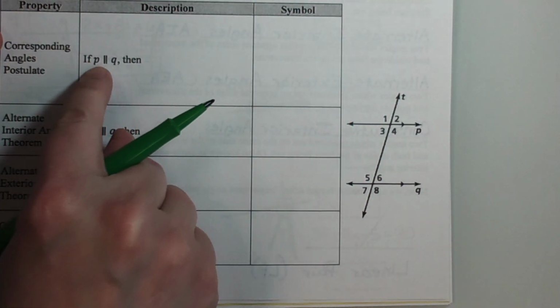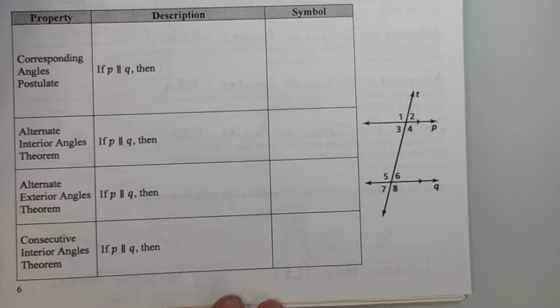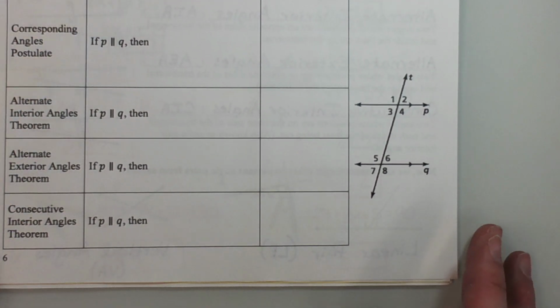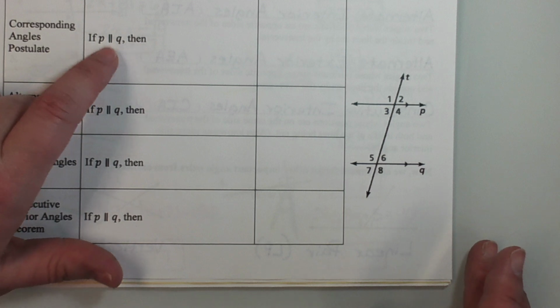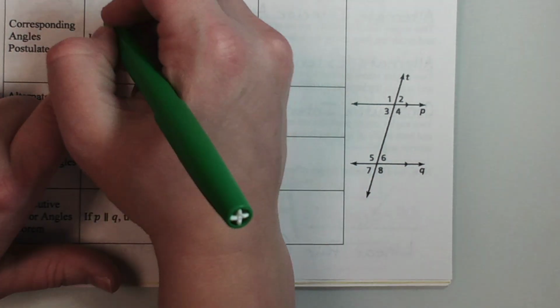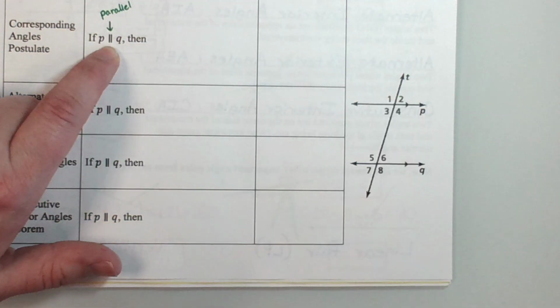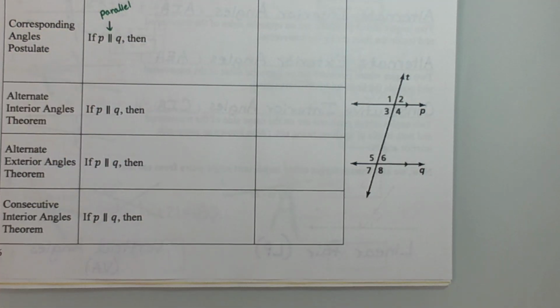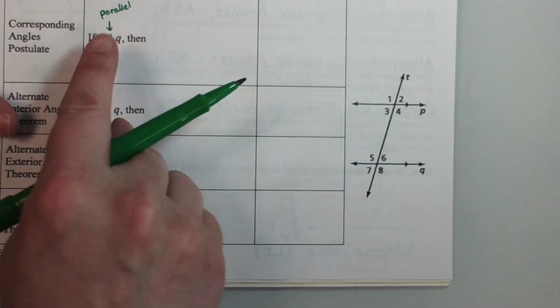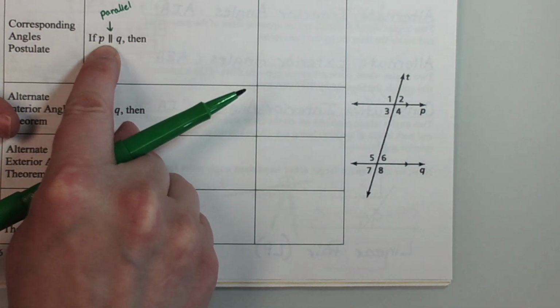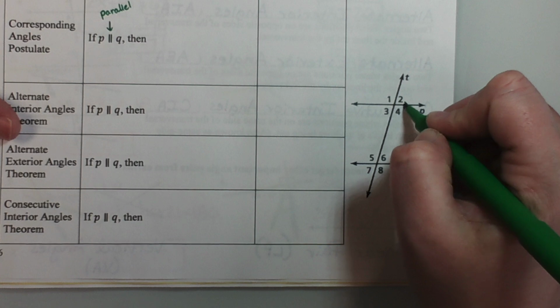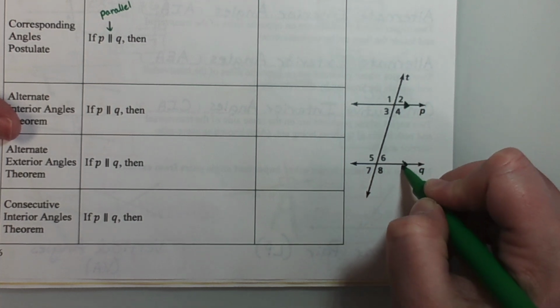Here's the key thing about this, and I almost forgot to say it. If parallel lines, that's what that symbol means, by the way, it's parallel. If you have two parallel lines being cut by a transversal, then these relationships hold true. If they're not parallel lines, it doesn't do any good. By the way, that's how you show parallel in writing. This is how you show parallel on a picture. They've got the little triangles.